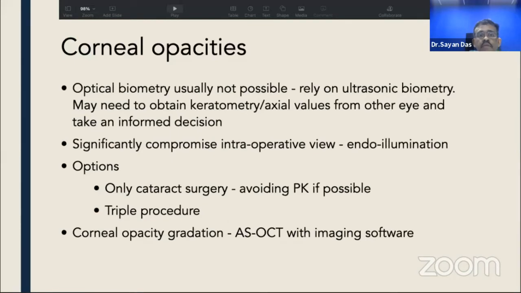Coming to corneal opacities, optical biometry is usually not possible in these cases, so we have to rely on ultrasonic biometry, and we may need to obtain the keratometry and the axial values from the other eye of the patient, the normal eye, and then take an informed decision after consulting with the patient and explaining to him the post-operative outcome issues. Significantly compromised intraoperative view may also be there in patients with corneal opacities.